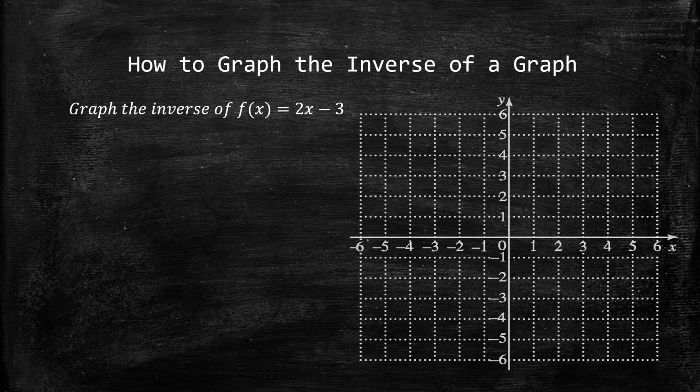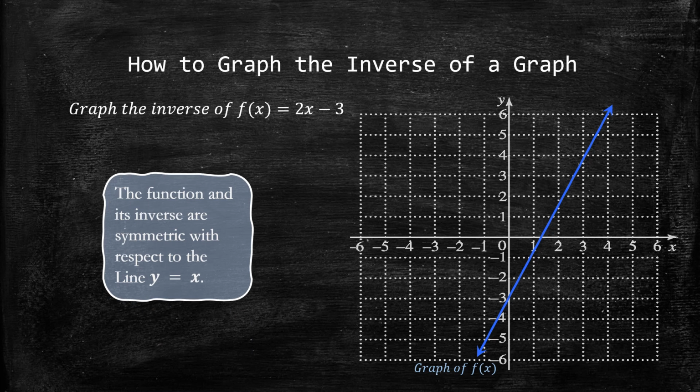Now let's graph the inverse of f of x equals 2x minus 3. First of all, let's graph f of x. This is a line with slope 2 and y-intercept negative 3. Also, the function and the inverse are symmetric with respect to y equals x, which is a straight line that goes through the origin. So how are we going to graph f inverse?